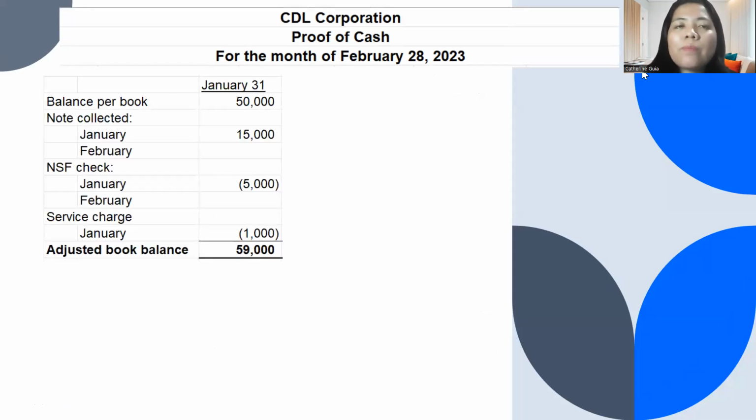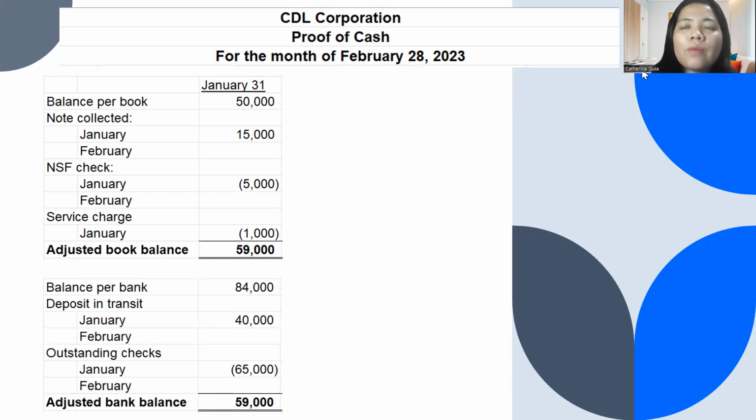When we prepare proof of cash, it's very similar with our bank reconciliation, a one-date bank reconciliation, but this time this is an expanded reconciliation wherein it involves 2 dates and a proof of receipts and disbursements. So we have the 4 columns: the previous month, the receipts column, the disbursements column, and the current month. Let me share with you the previous month's reconciliation.